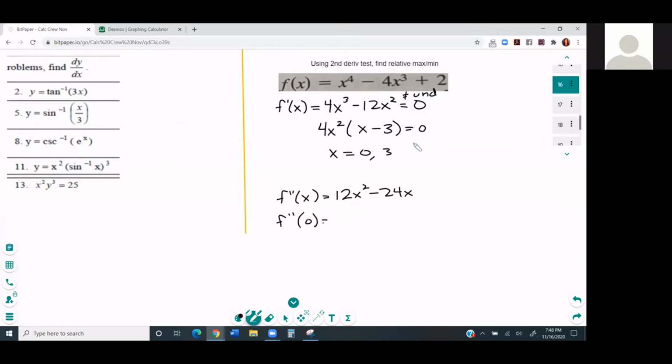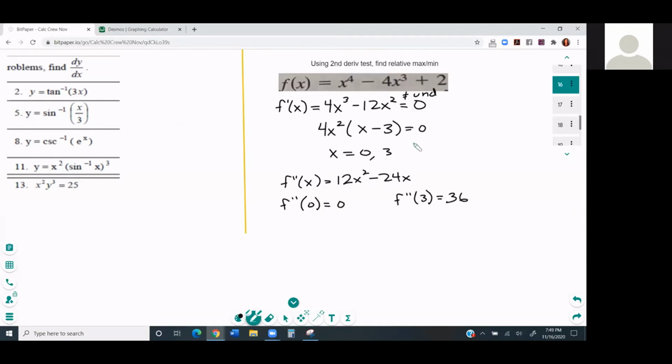Okay. So then that's going to be 0. Yes. And then at 3, it's going to be 36. f double prime of 3 equals 36. Yes.